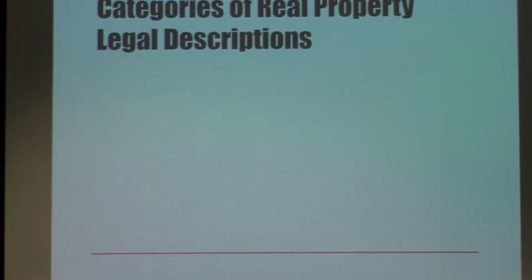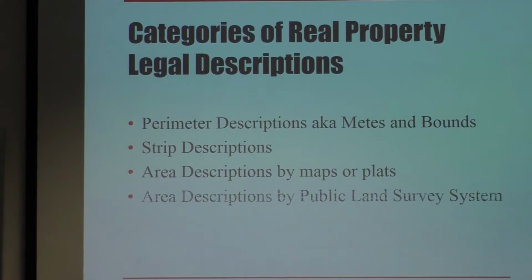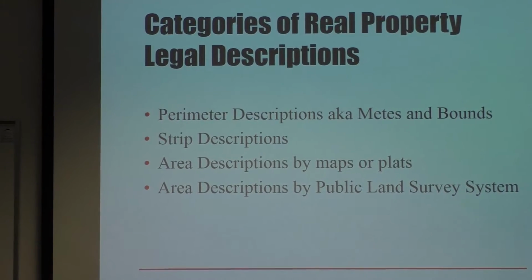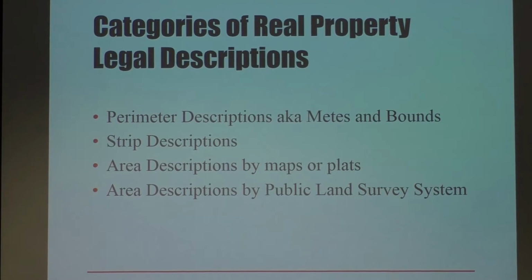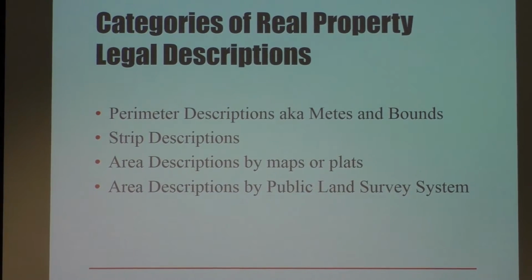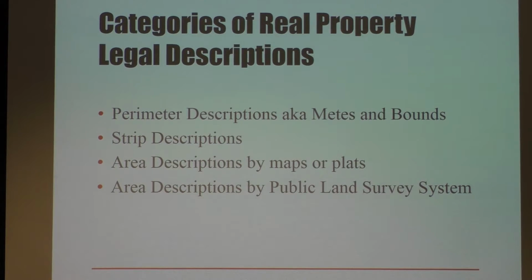Okay, now we're going to go into legal descriptions. There are four major categories of legal descriptions. The first one's called a perimeter description. We call them metes and bounds. What's happened with these primarily is that we have different terms used by historians, genealogists, surveyors, real estate people, and attorneys. All of them have their own jargon. So what we call metes and bounds, the term isn't used the way that surveyors or someone else would use it.